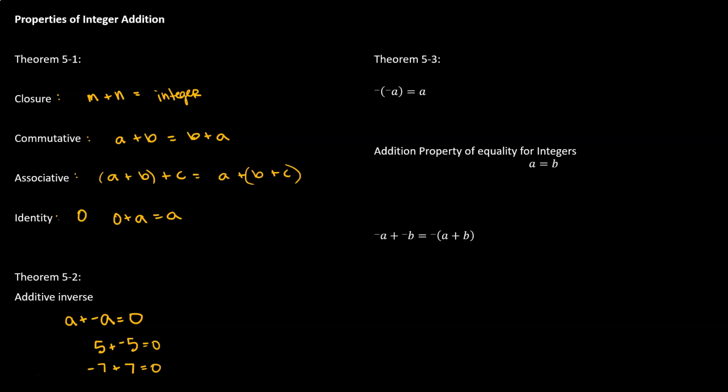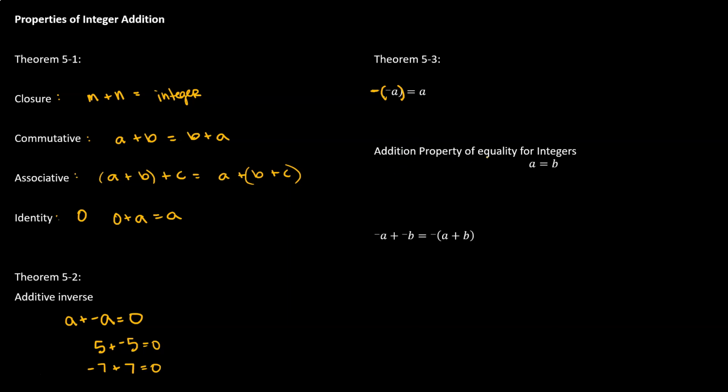We have one more theorem, that's theorem 5.3, that says the opposite of an opposite, basically they cancel each other out. So this is the double negative idea. So if I'm looking at the opposite of a, and then I take the opposite of that, it gives me the positive integer a back.